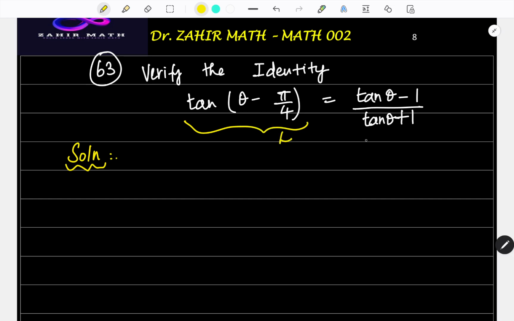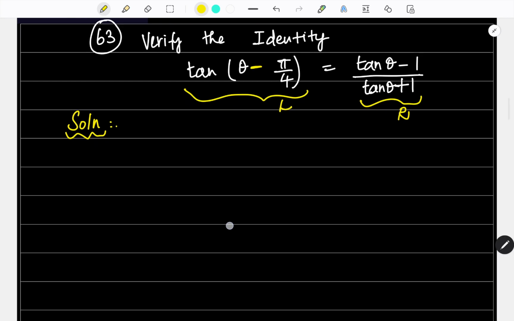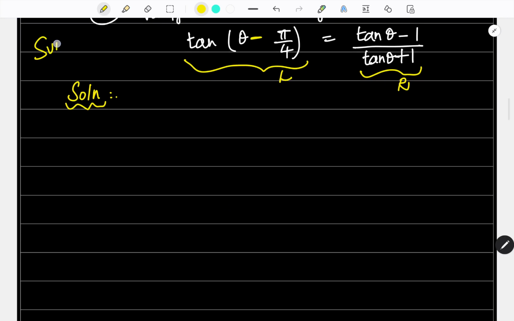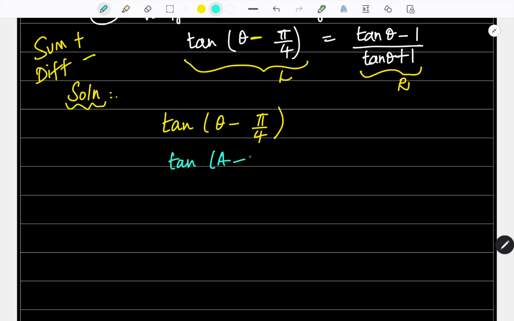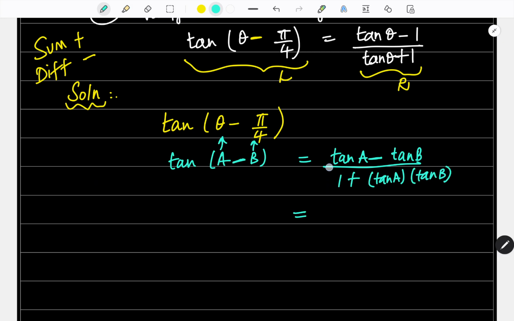So this is your left side. This is your right side. Don't take the right side because on the left side we have a formula. Sum or difference. What is that? Difference. Sum means plus. Difference means minus. So we have the formula tan theta minus pi by 4. This is of the model tan A minus B. This is angle A, this is angle B. What is tan A minus B? Tan A minus tan B. If it is minus, I told you put minus here. And immediately you put down plus and you are going to multiply tan A multiplied by tan B. Clear all of you? Right.